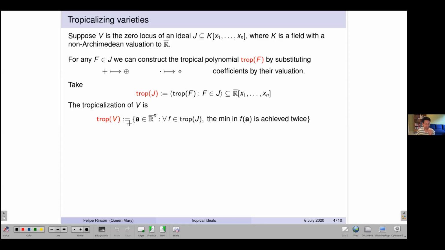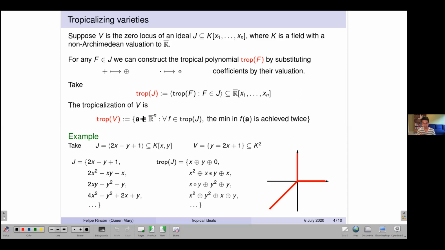And then, as I was saying, the tropicalization of the variety is just the collection of points where for each tropical polynomial in the tropicalization of J, you require the condition that the minimum among all the monomials that you see is attained twice. That is, for each of these polynomials, there are at least two monomials that attain the minimum when evaluated at this point. Okay, so this is what we saw the first week of these lectures.